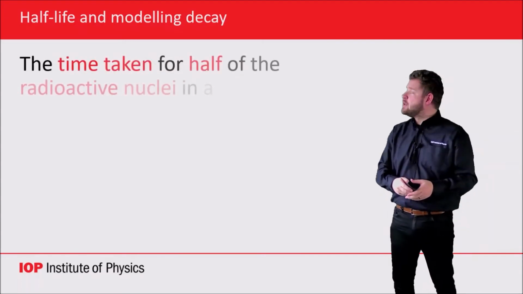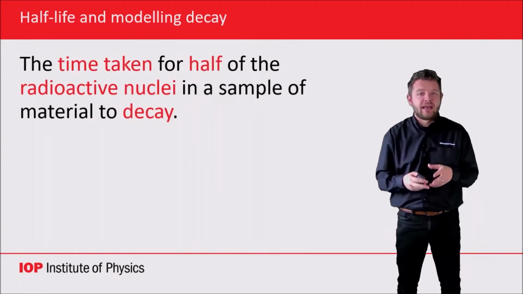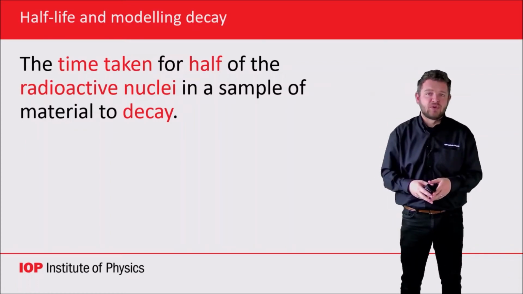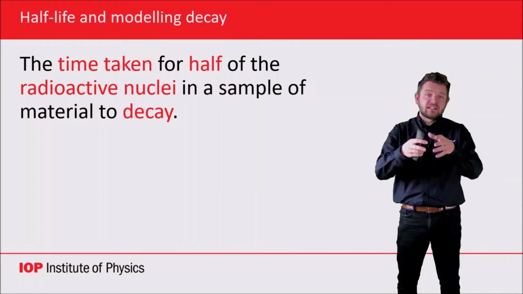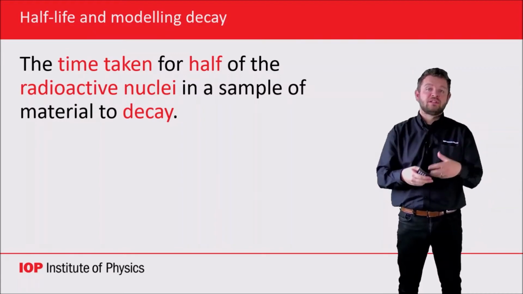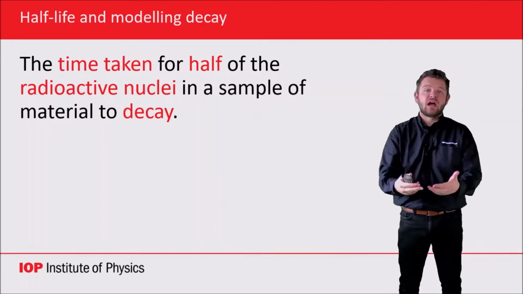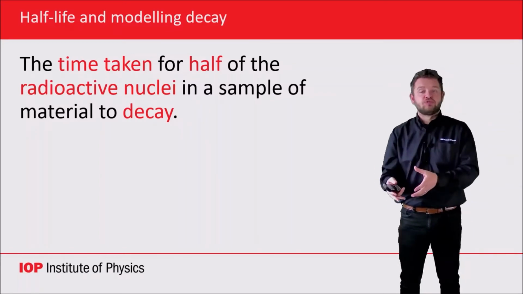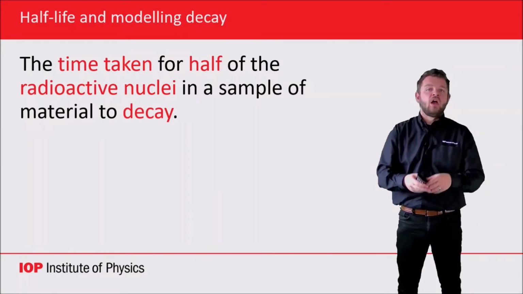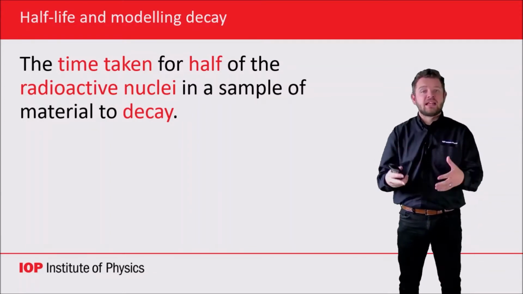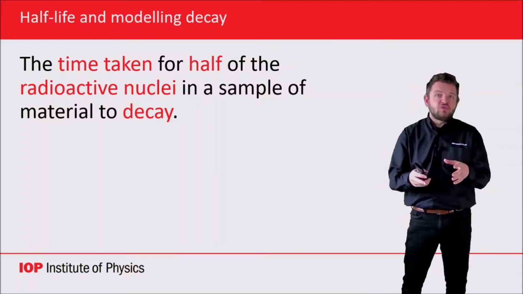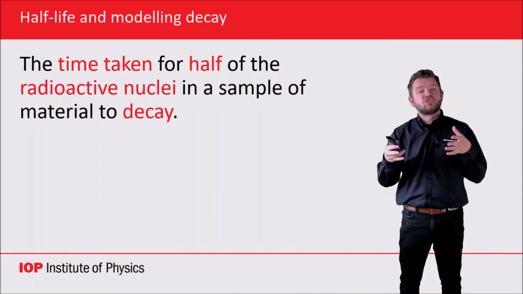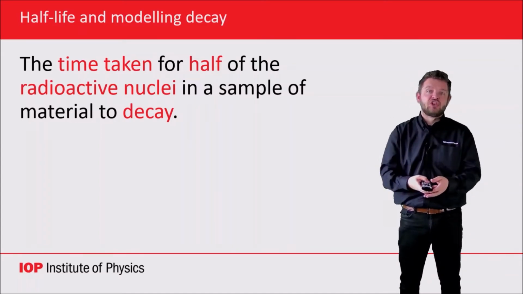Half-life is the time taken for half of the radioactive nuclei in a sample of material to decay. If we had 1,000 radioactive nuclei in a sample, the half-life would be the time taken for 500 of them to decay. After that same time again, the sample would reduce by half, from 500 to 250, and so on. Radioactive decay, therefore, is an exponential decay relationship. Students need to not only recognise how to read the half-life of a sample from a graph, but also recognise the exponential relationship on a graph.